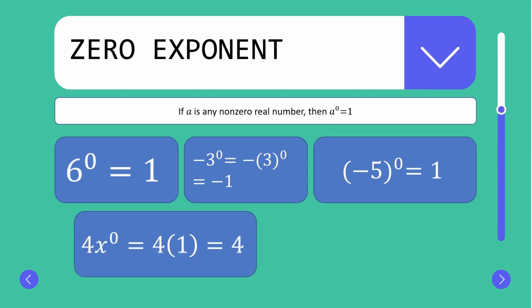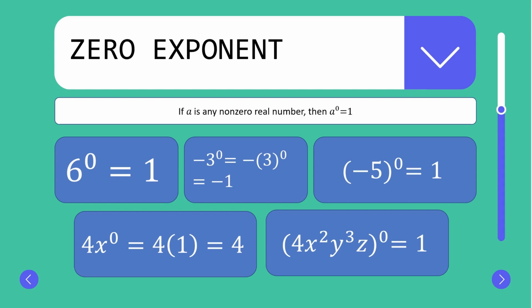Next, we have 4x raised to 0. For this example, the zero exponent only applies to x. So 4 will remain, and x raised to 0 will be equal to 1. So we have 4 times 1, which is equal to 4.